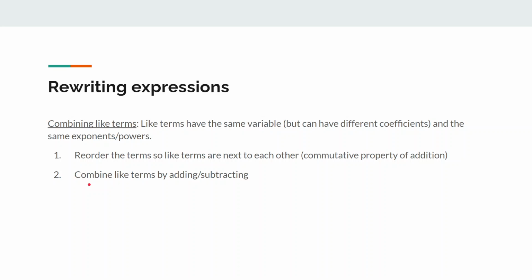So the key here is that like terms have the same variable. That includes having the same exponent or powers. So when you're going to rewrite expressions, first, reorder the terms. You want like terms to be next to each other. And this is the commutative property of addition. You can move things around as long as it's all addition. And even if you see subtraction, subtraction really just means that you're adding the opposite of a number. So that's technically addition. And then after you reorder them, you can combine those terms by adding or subtracting.